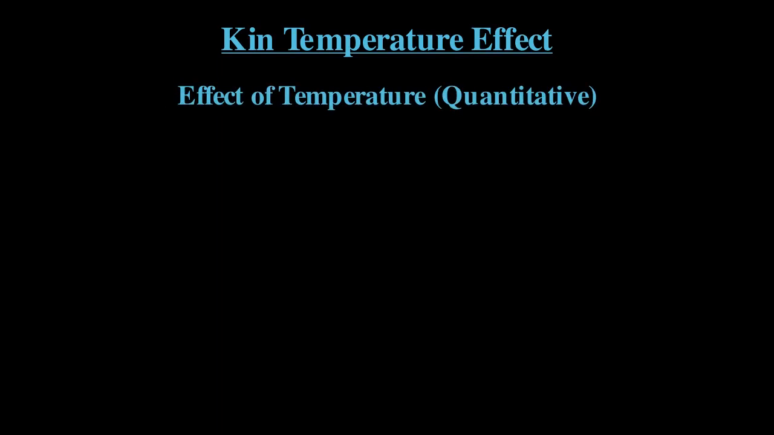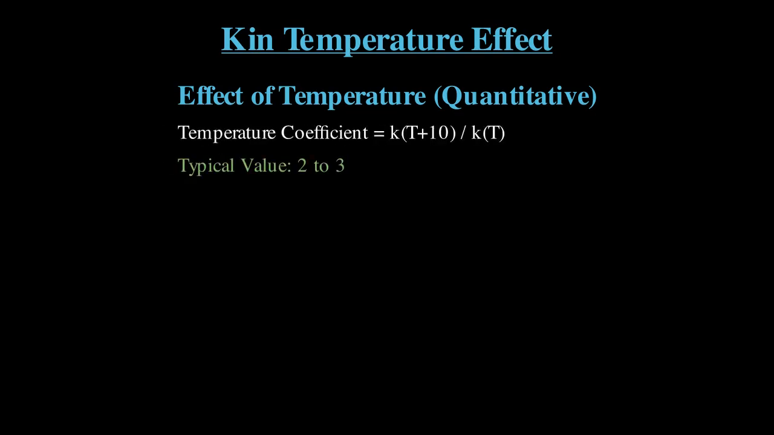We know that increasing temperature increases reaction rate, but by how much? For many reactions, a 10 degrees Celsius rise in temperature roughly doubles or triples the reaction rate. This relationship is described by the temperature coefficient, which is defined as the ratio of the rate constant at temperature T plus 10 to the rate constant at T. A more precise quantitative relationship comes from the Arrhenius equation.